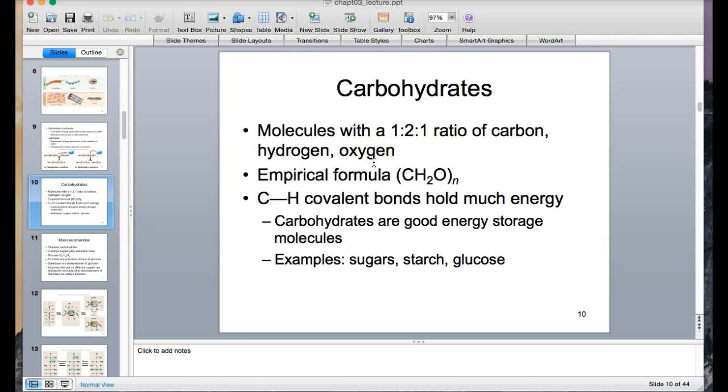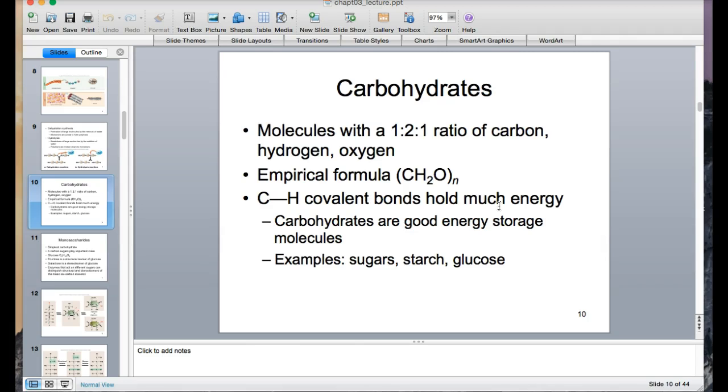Carbohydrates are essentially molecules that are composed of carbon and water, and we do see that here, carbon and water, in the empirical formula. That bond between carbon and hydrogen is a covalent bond that holds much energy. Carbohydrates are a good energy storage molecule. We could get some of that energy out of basic sugars, starches, and glucose itself, which is blood sugar.